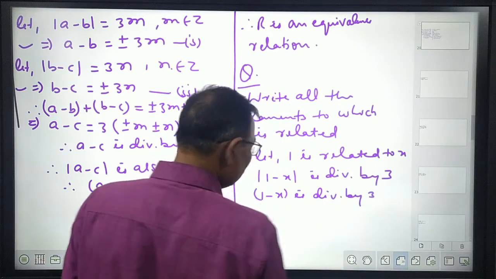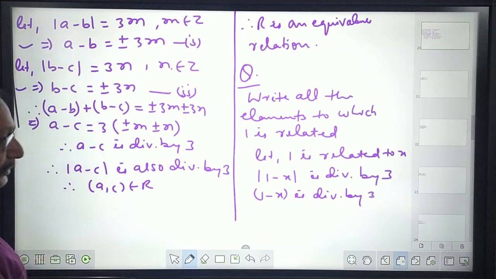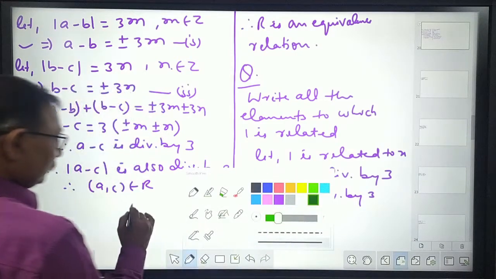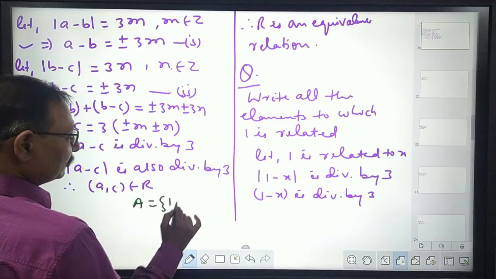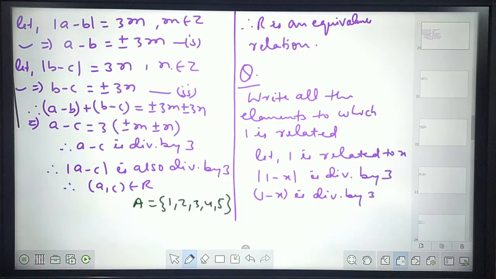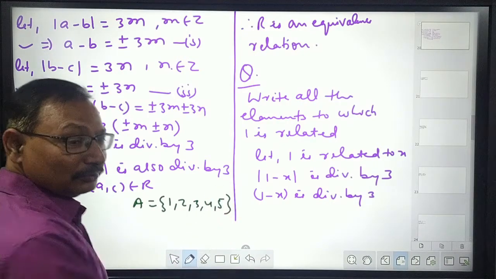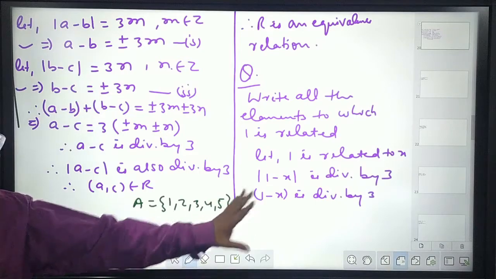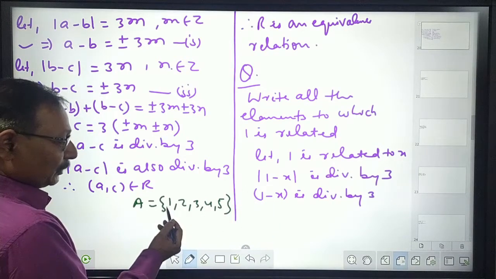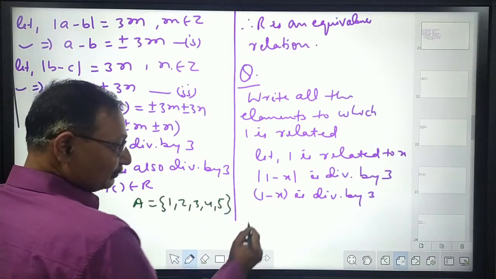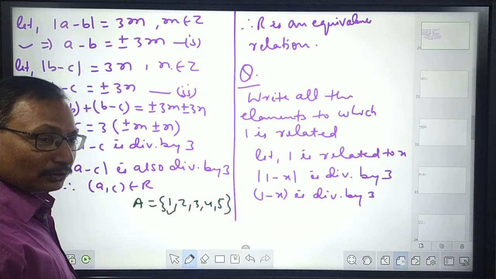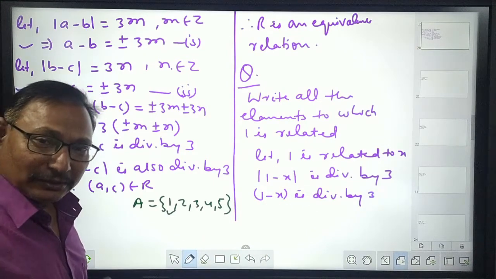And now think about the values of x. Actually the set A has elements 1, 2, 3, 4 and 5. These 5 elements are kept inside A. Now if we say that 1 minus x is divisible by 3, in place of x, if you write 1, then it's okay. It will be divisible by 3. 1 minus 1 is equal to 0, and 0 is divisible by 3.